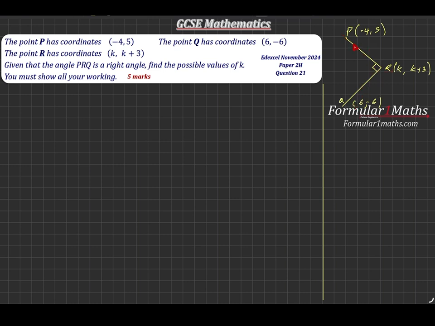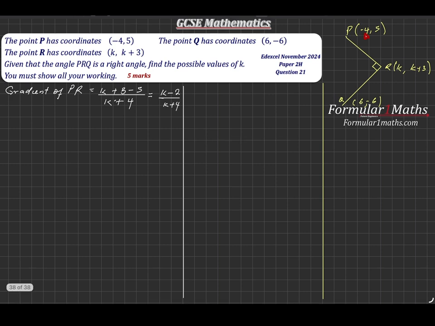So I'm going to find the gradients of PR and RQ first. The gradient of PR is equal to change in y over change in x, and that will give me k plus 3 minus 5 over change in x, and that will be k plus 4, because k minus -4 will be plus 4. And that will be equal to k minus 2 over k plus 4, because 3 minus 5 is -2. So that's the gradient of PR.